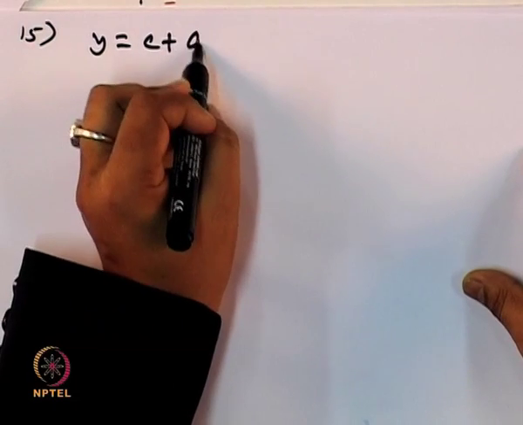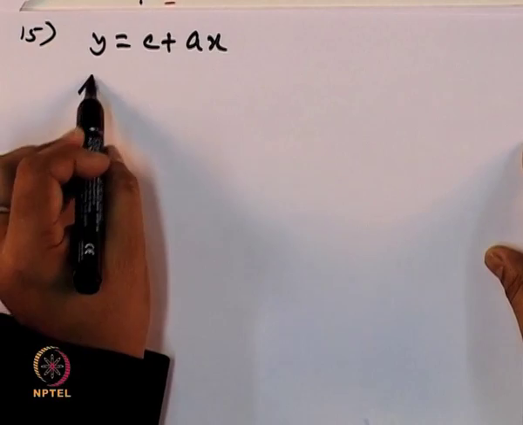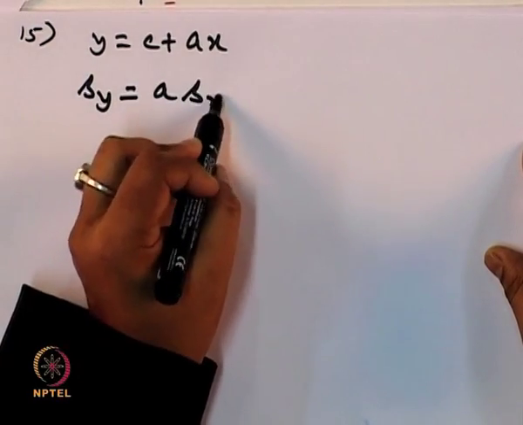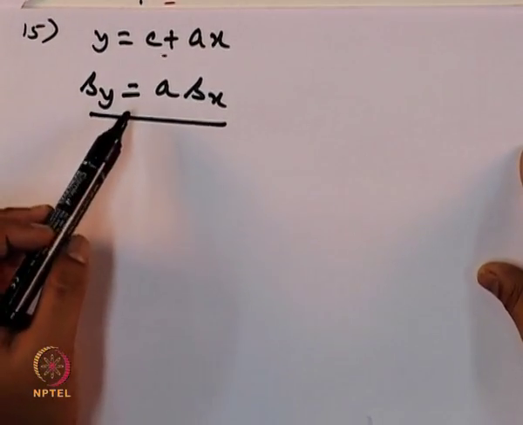In the most general case, when y is equal to c plus ax, then by combining the previous concepts, we can arrive at the equation sy is simply equal to a sx, okay, because the c does not come into play while computing the standard deviation.